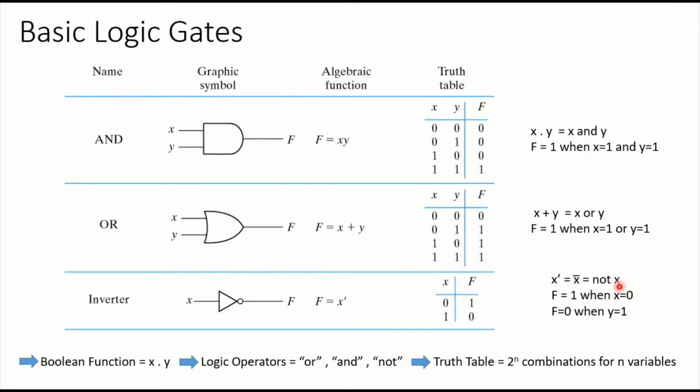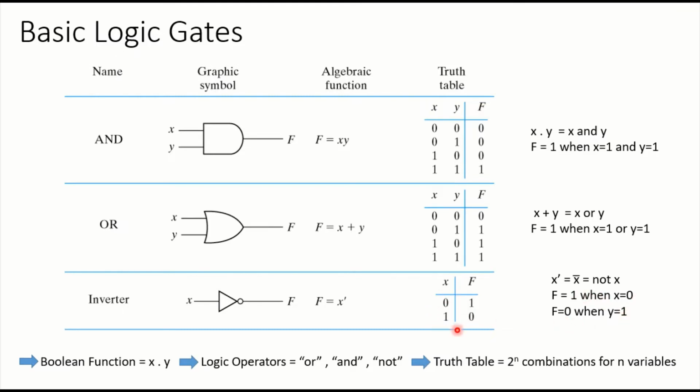So how is this gate working? From here we can see that not x. It means what we will get at the output? We will get the opposite of x. Not x means we will get the opposite of x, or invert of x. That's why this is also known as the inverter. So we can see from here, when x is 0, f will be equal to 1. When x is 1, f will be equal to 0. Just opposite. If we are applying 0, we will get 1. If we are applying 1, we will get 0.